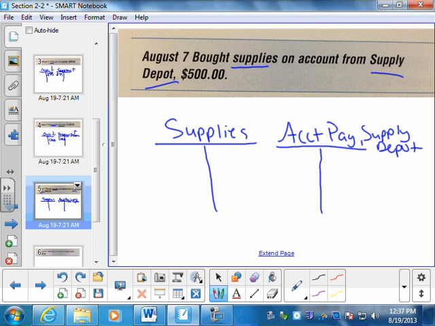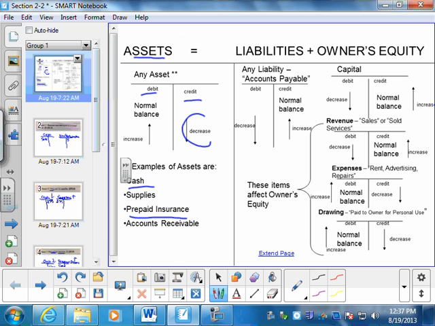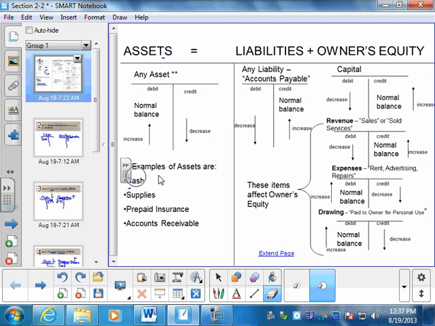Okay, so let's think about this. What happened to the company's supplies? They increased because the company got supplies. So we want our supplies to increase. And the amount of money that we owe Supply Depot is going to go up. So it's going to increase as well. So let's go back up and look at our chart. And we're going to say, okay, we got some supplies. What is supplies? Supplies is an asset.